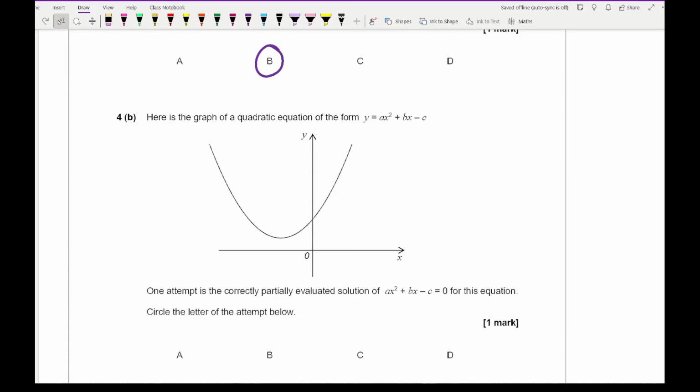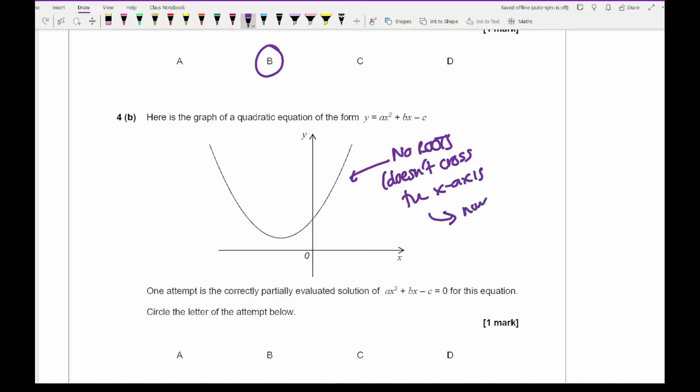One of the attempts is a correctly, partially evaluated solution to ax squared plus bx minus c equals 0. For this equation, circle the letter of the attempt below. Now what we're looking for here is, as we can see, we've got no roots, because obviously it doesn't cross the x-axis.